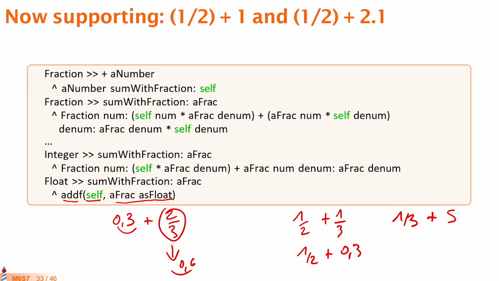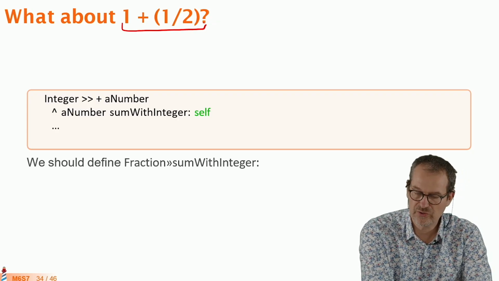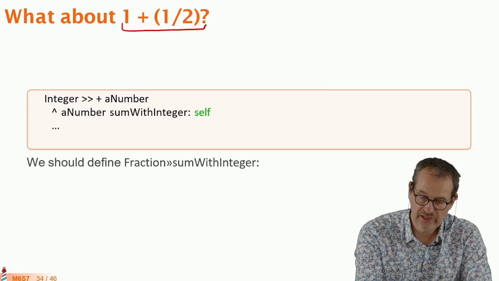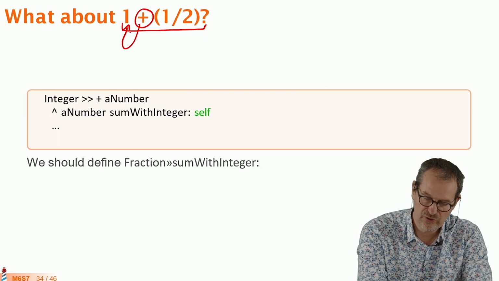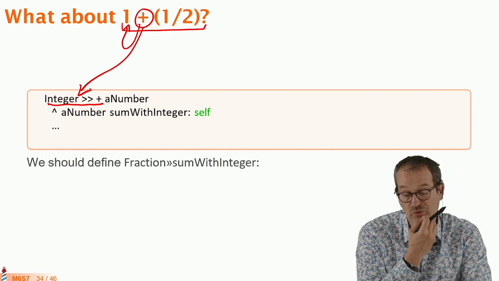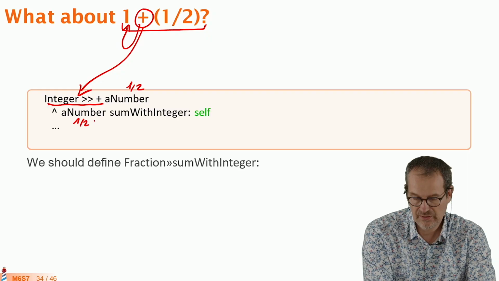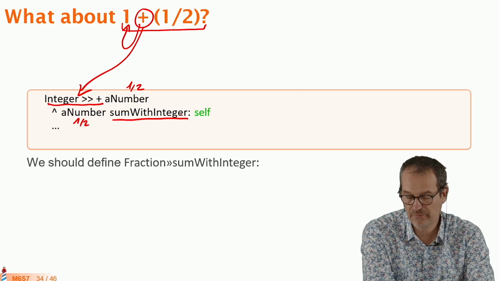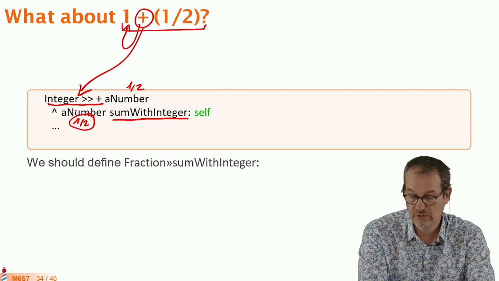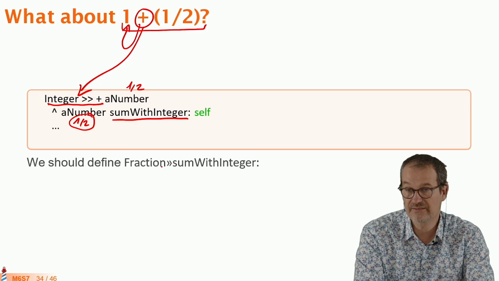But we still have some things to fix. What about 1 plus a fraction? This means I have an integer. So when I send the message plus, I will look in the class integer, so I will look for this plus. What you see is that the definition of plus was really the following. It said, okay, I have a number, and I will send sumWithInteger to this number, here a fraction. So what we have to do is define the method sumWithInteger inside the fraction class.